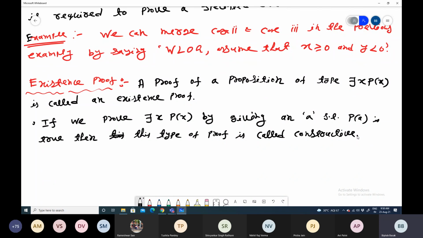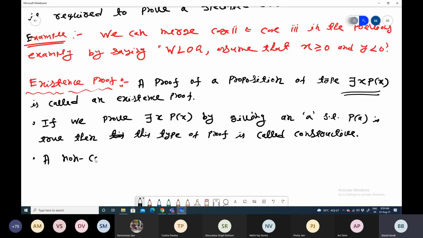Now this is also an existence proof, right? And this type of proof is called a constructive existence proof. But that does not mean that whenever you have to prove that this is true, you always have to construct one A. It may happen that without giving any example, you can prove it, and in that case, that is called a non-constructive proof.